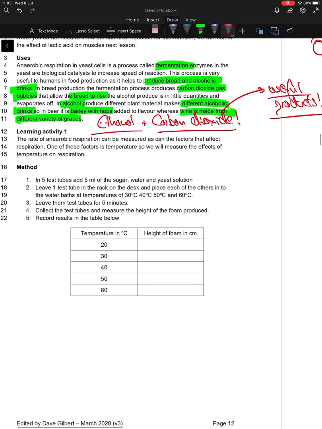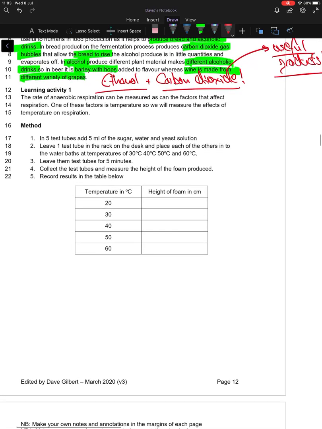Right. There is now an experiment detailed here, which obviously you can't do at home unless you have some of this equipment, but I'm not going to ask you to do that. What I want you to do, though, is have a think about some of the things that are going on here. The rate of anaerobic respiration can be measured, as can the factors that affect respiration. One of the factors is temperature. So we will measure the effects of temperature on respiration.